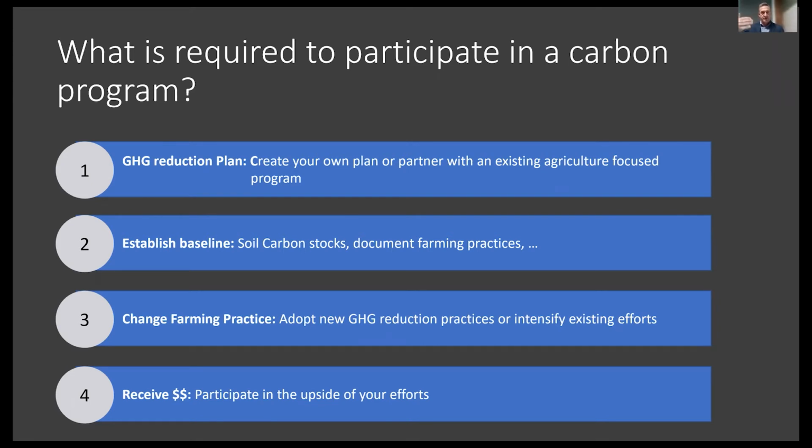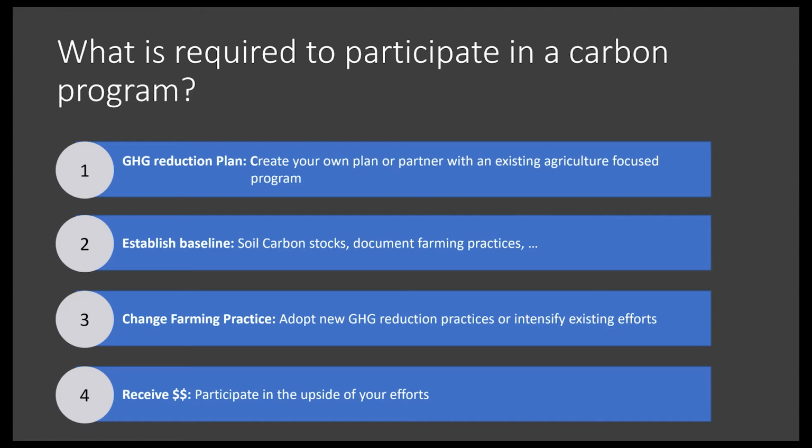And what those all help you do is establish a baseline. What are your soil carbon stocks? Document your farming practice, understand supply chains and your supply lines, right? That's what they're doing next, whenever you start to fill out all the paperwork, you're helping establish the baseline. And then you're going to help change a farming practice in some way.